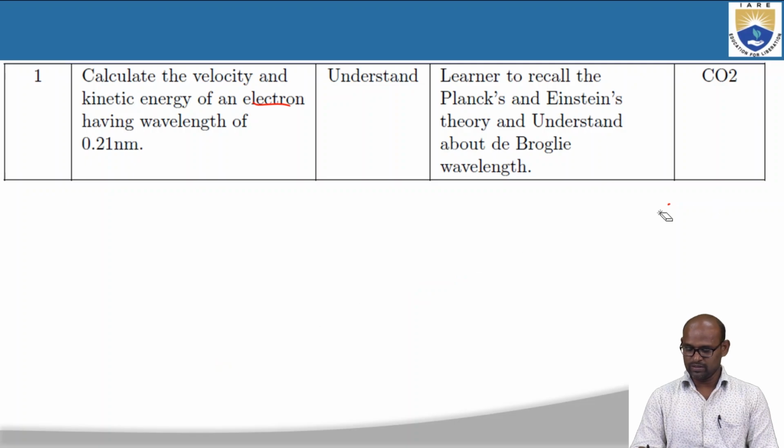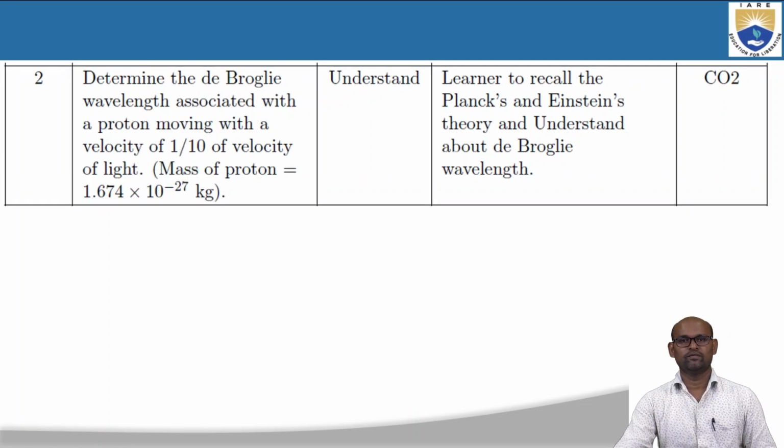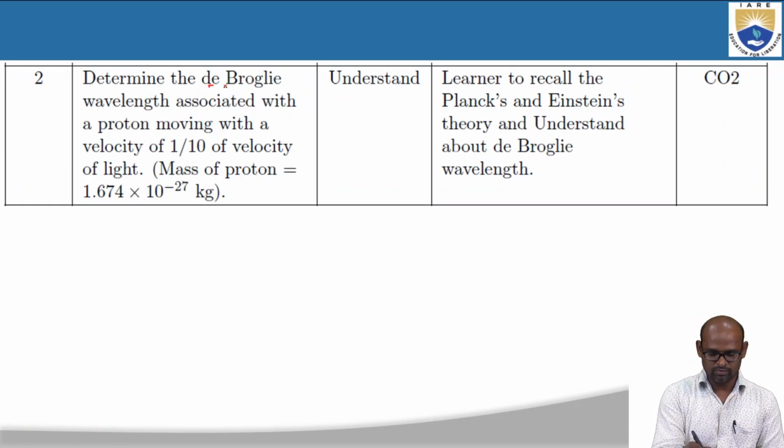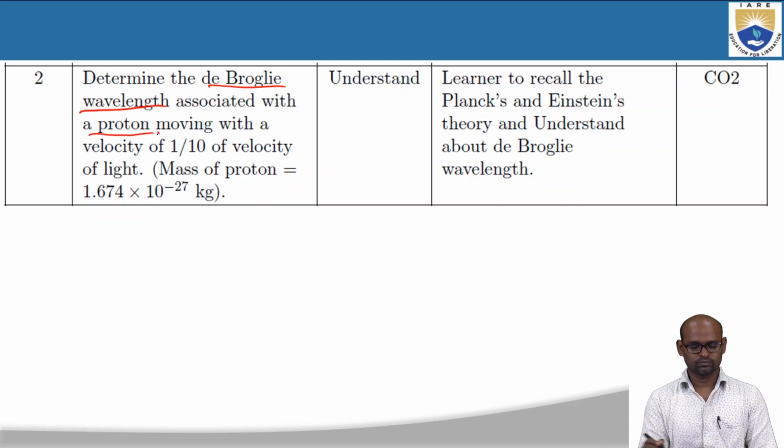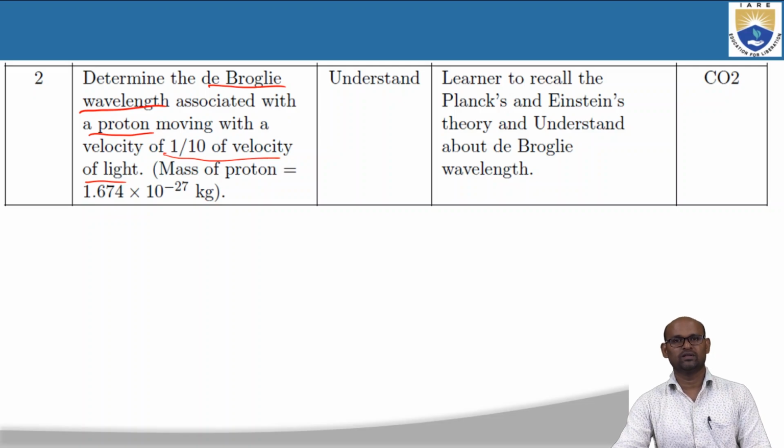The next problem is to determine the de Broglie wavelength associated with a proton moving with a velocity of 1 by 10th of the velocity of light, and the mass of the proton is given. So we need to calculate the de Broglie wavelength for a proton moving with a velocity equal to 1 by 10th of the velocity of light. We need to know the velocity of light, only then can we take 1 by 10th of that.